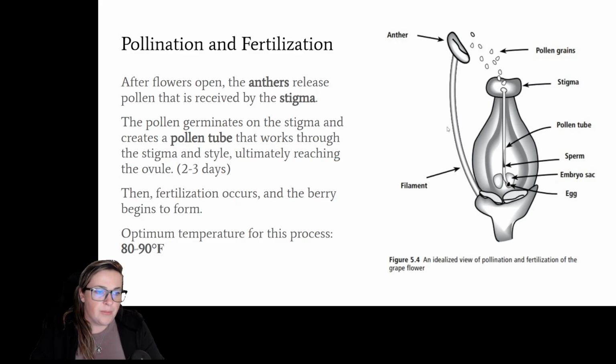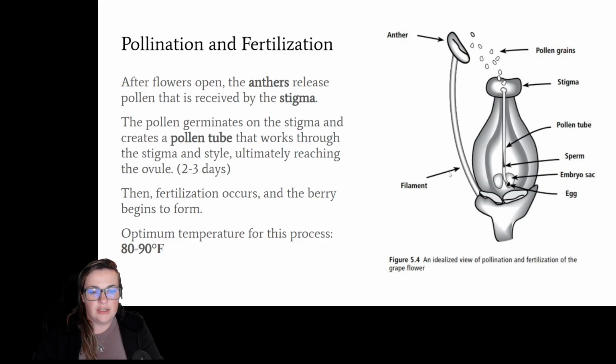After the flower is open, the anthers will release pollen that's received by the stigma. Pollen germinates on the stigma and creates a pollen tube. It works through the stigma and style, ultimately reaching the ovule, so 2 to 3 days. Then fertilization occurs and the berry begins to form. There is like an optimal temperature and weather conditions for this. 80 to 90 degrees are typically best according to the New Viticulture textbook.